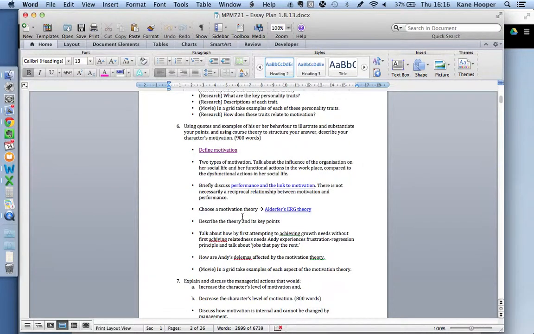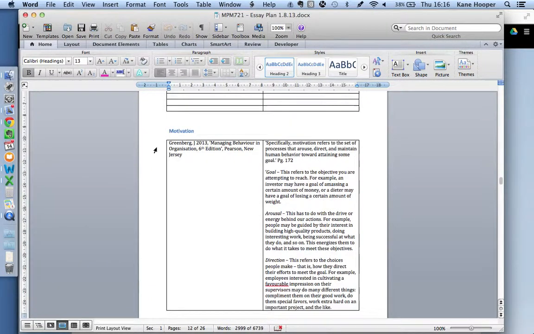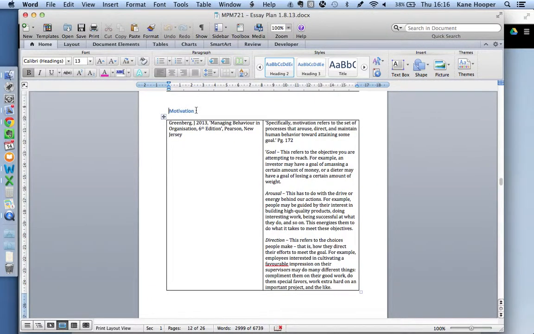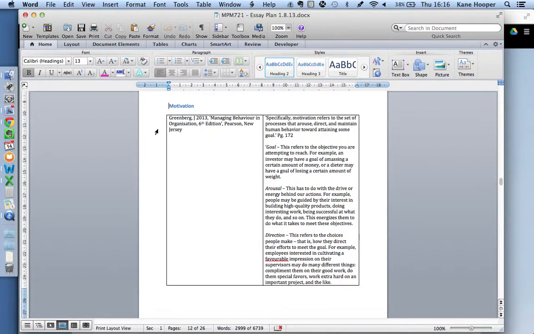Now, once I've sort of worked out roughly how I'm going to answer the question, that's when I start my research. So what I've got here is I've made hyperlinks. So I'll click that. And this is my research. So the first thing was, my first point was defining motivation. So what I do is first I start with the textbook, and I get how they describe motivation.